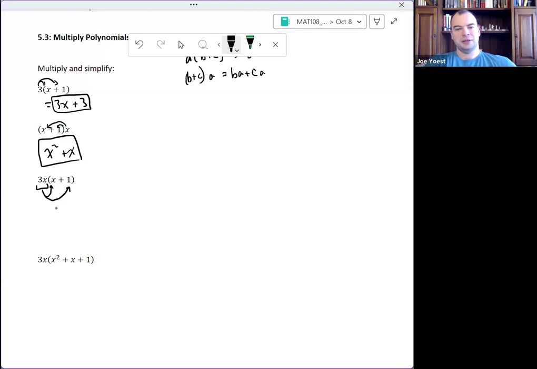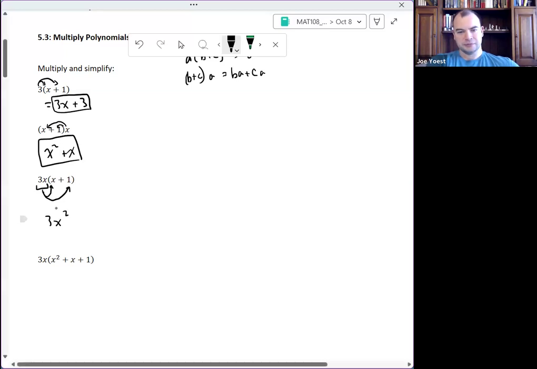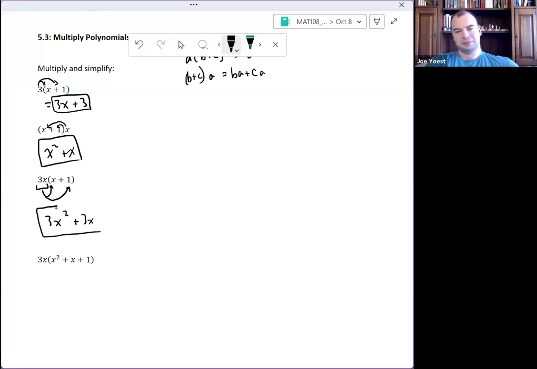multiplication. So I want to take this monomial, 3x, this single term, the single factor that's multiplied here, and I want to distribute it through to the binomial to both terms. So I have 3x times x is 3x squared. And then plus 3x times 1 is plus 3x.